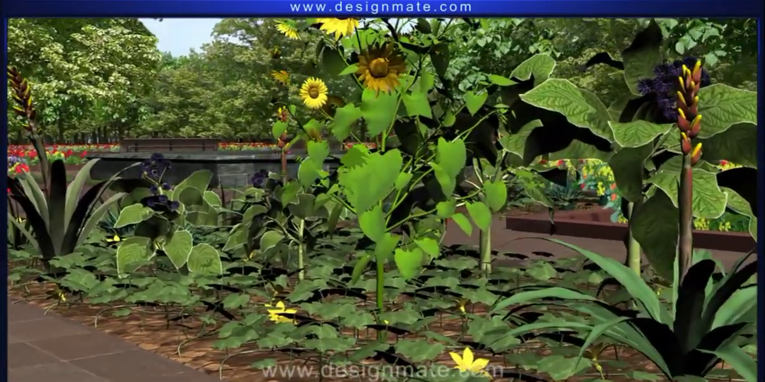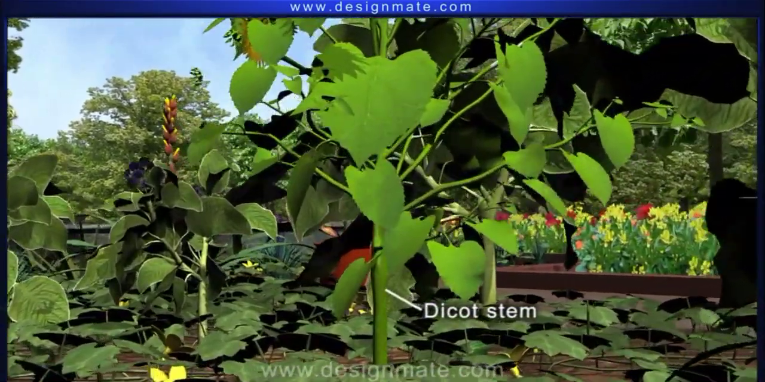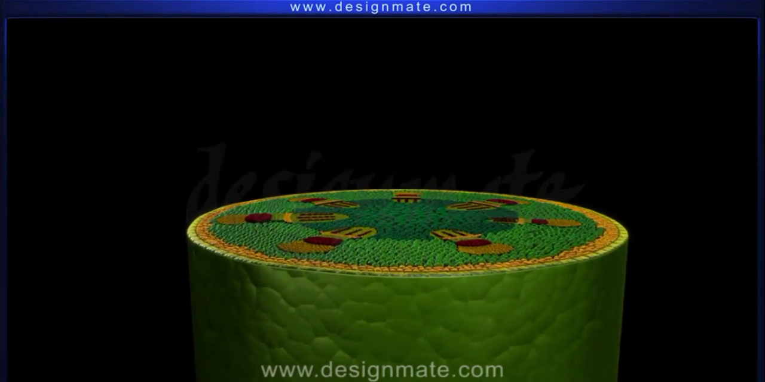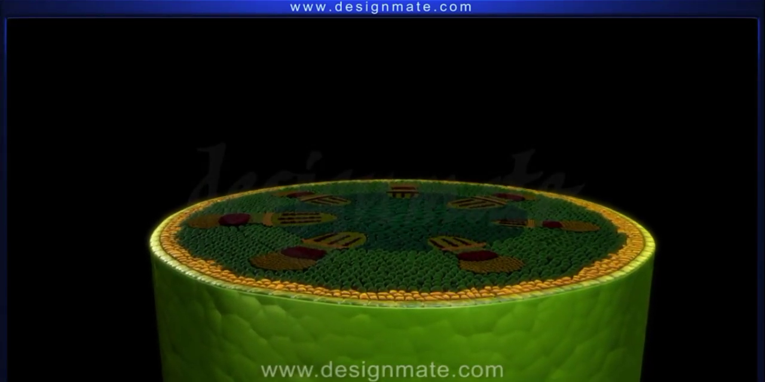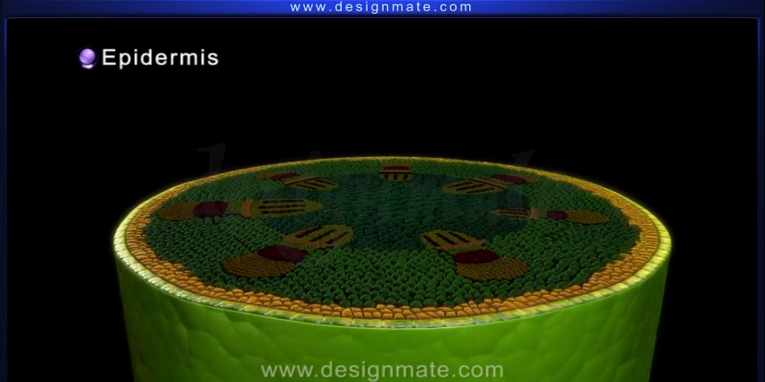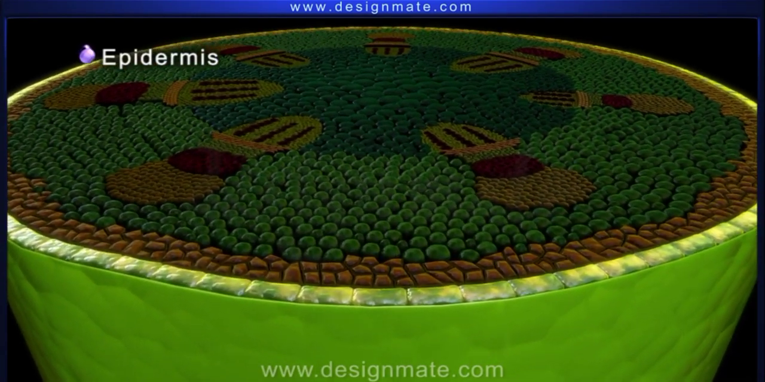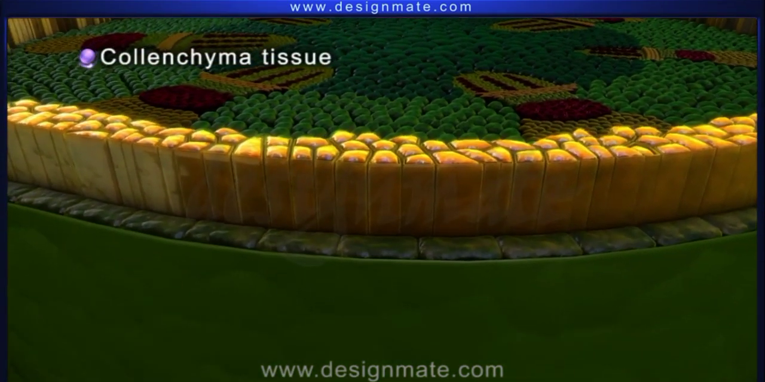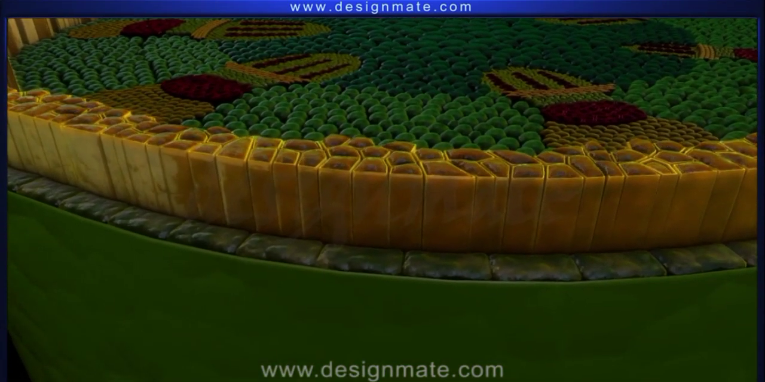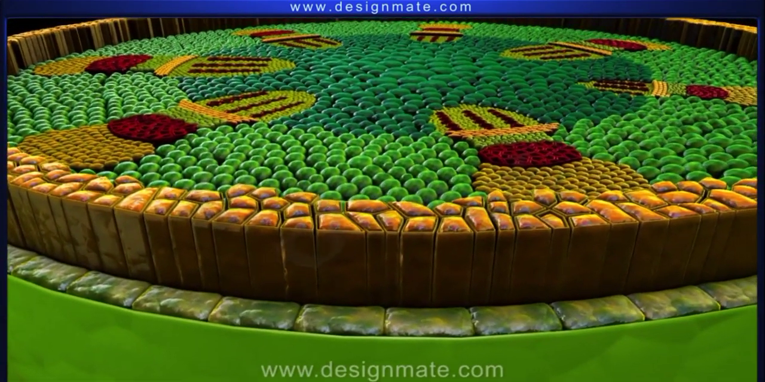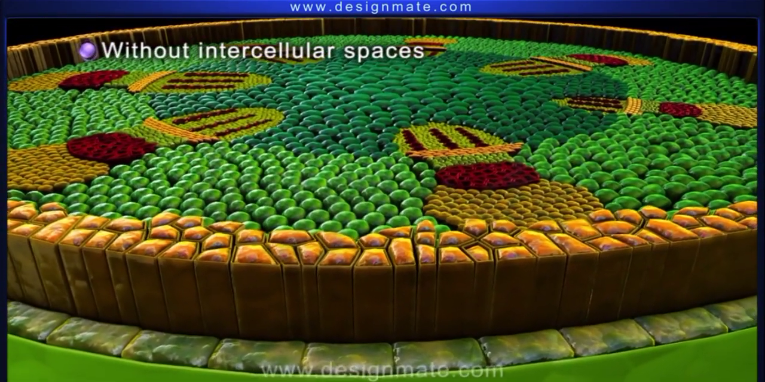Let us first understand the tissues in a dicot stem. In a transverse section of a dicot stem, the outermost layer is the epidermis. Next to the epidermis lies the collenchyma tissue. It is made up of living cells, thick at the corners with cellulose. The cells are compactly arranged without intercellular spaces.